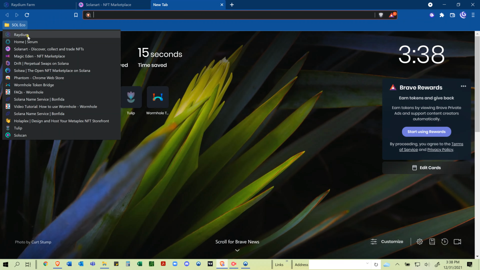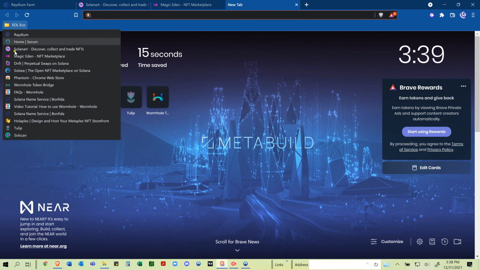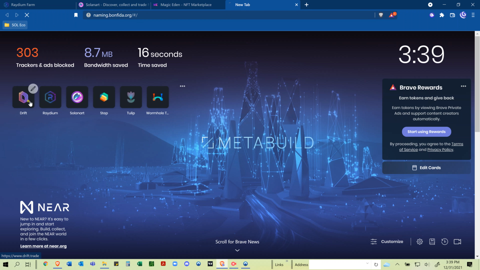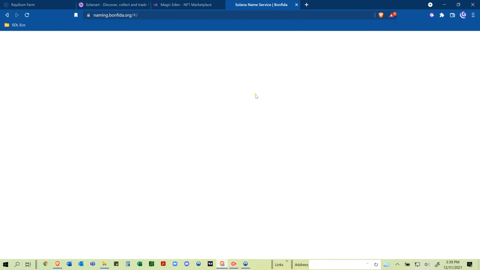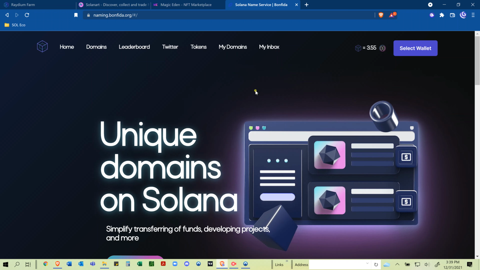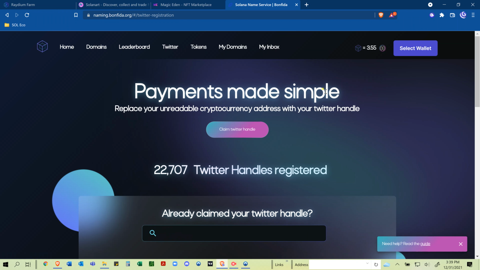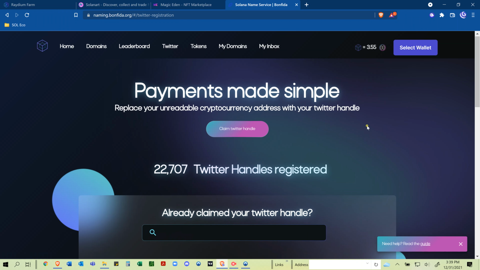And let's talk about NFTs. So a few different markets for NFTs out there. Just going to open them up here. Oh, before we move on to NFTs, go to Bonafide. So we all know about the ENS, the .eth names. So this would allow you to have your .sol name.